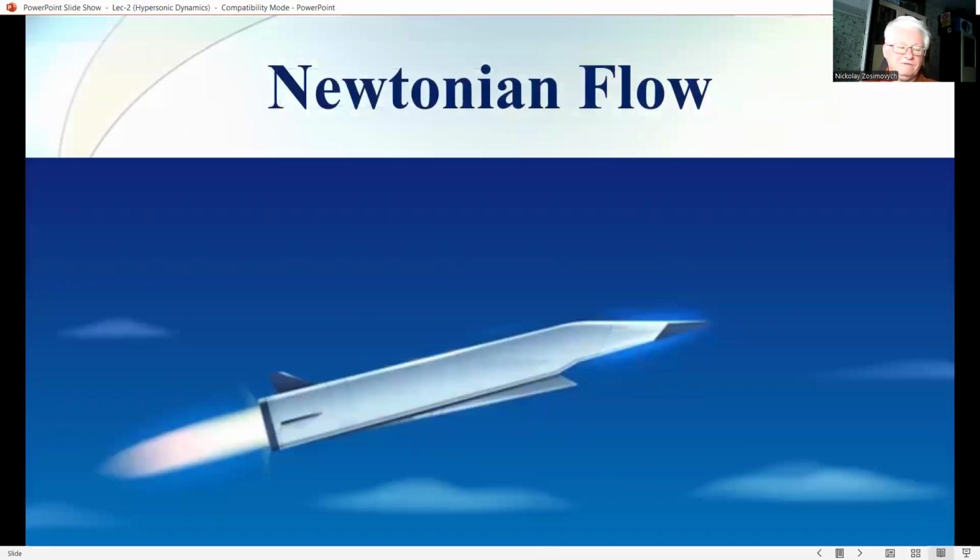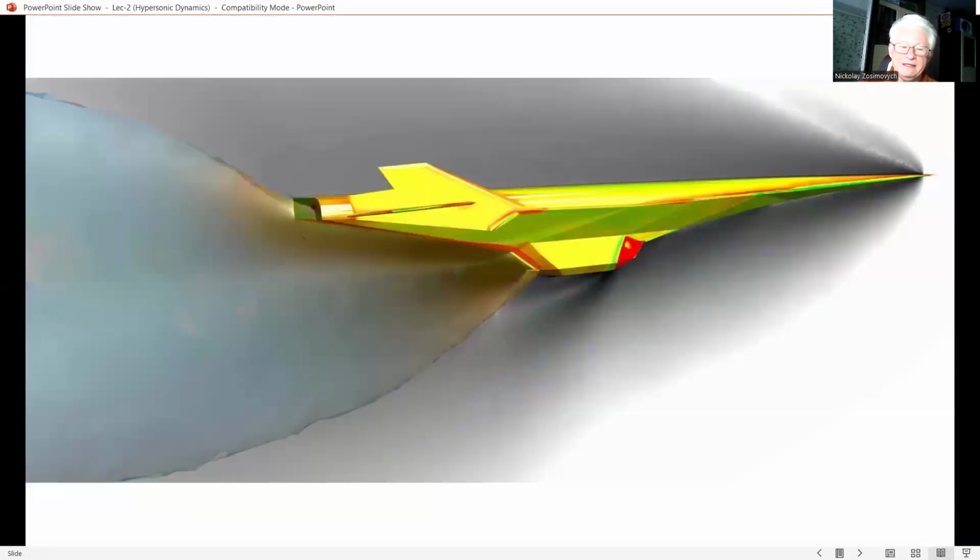Let's start with Newtonian. Three centuries ago, Isaac Newton established a fluid dynamics theory that later was used to derive a law for the force on an inclined plane in a moving fluid. This law indicated that the force varies as the square of the sine of the deflection angle, the famous Newtonian sine squared law.